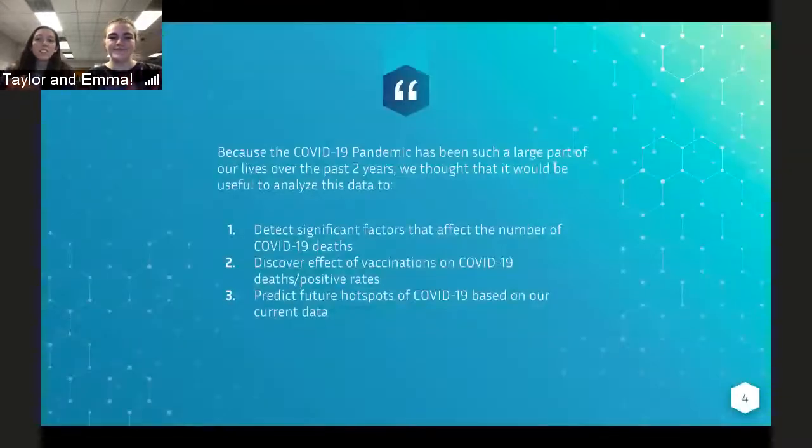So our purpose for this whole project was, in case you've been under a rock for the last 2 years, we're currently going through the COVID-19 pandemic. Since it's been such a large part of our lives the last 2 years, we thought it'd be useful to analyze this data to detect significant factors that affect the number of COVID-19 deaths, discover any effect of vaccinations on COVID-19 deaths and positive rates, and predict future hotspots of COVID-19 based on our current data.